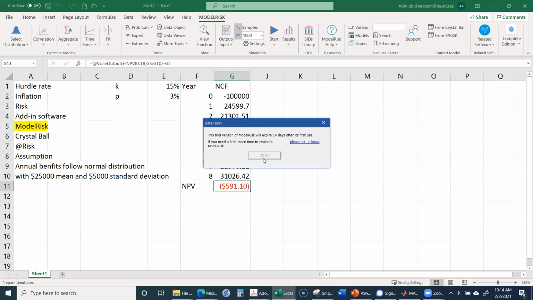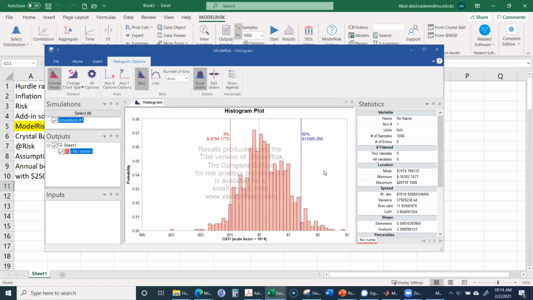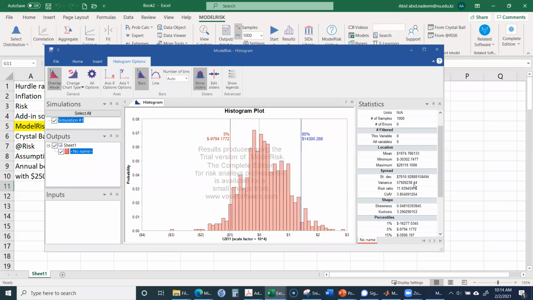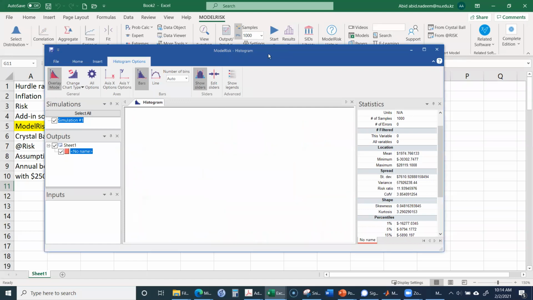I will need to wait for some time because this is something like 15 seconds, 2 seconds, 1 second, and then I click OK, and the result will be produced. This result will show some data over here, and you can see that by performing those 1,000 trials.